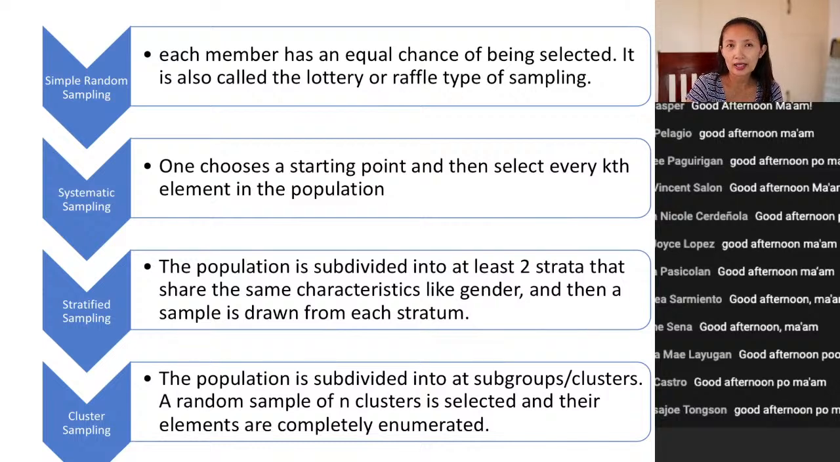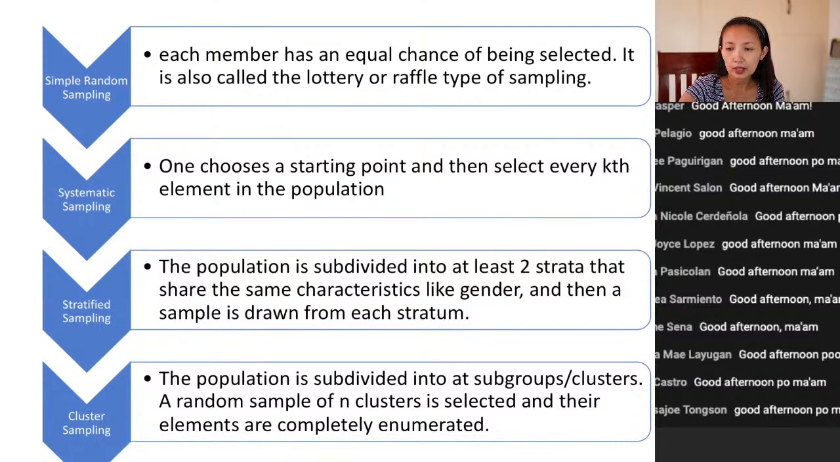So you can do it that way, or you can make use of computers, okay? Or the computer can generate random numbers. That's how we can make use of simple random sampling.